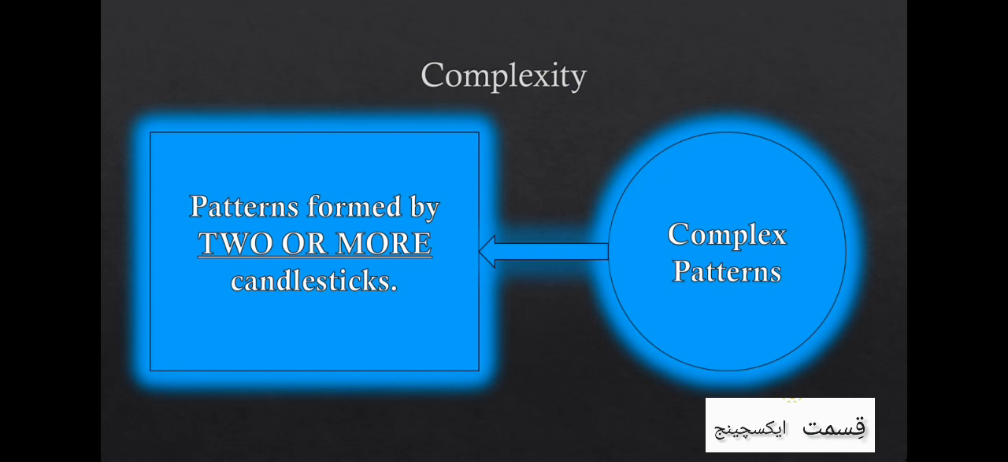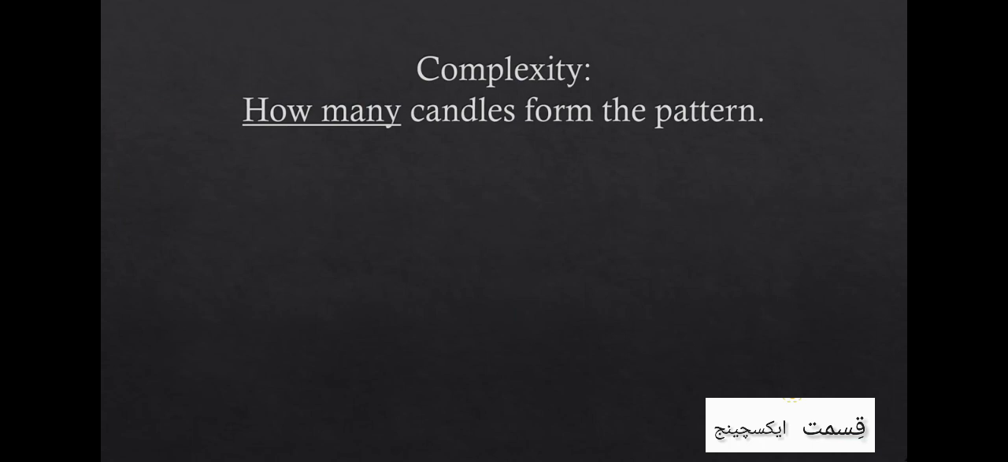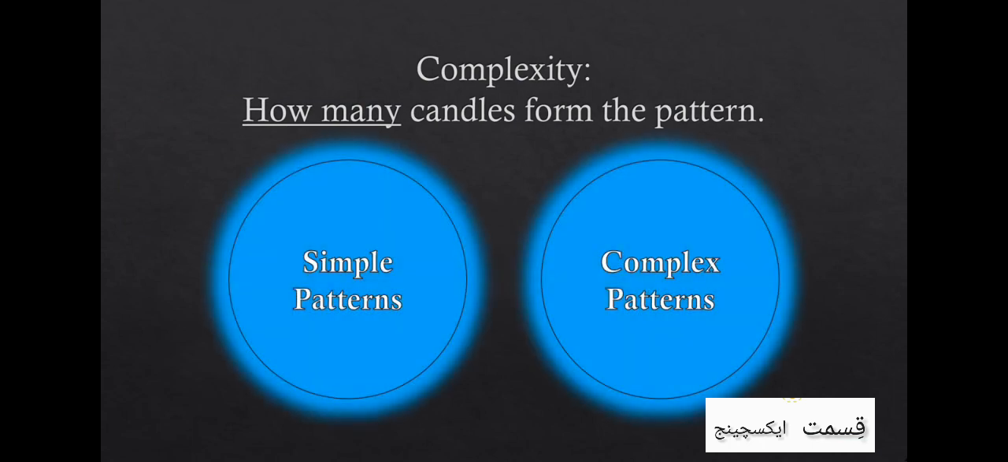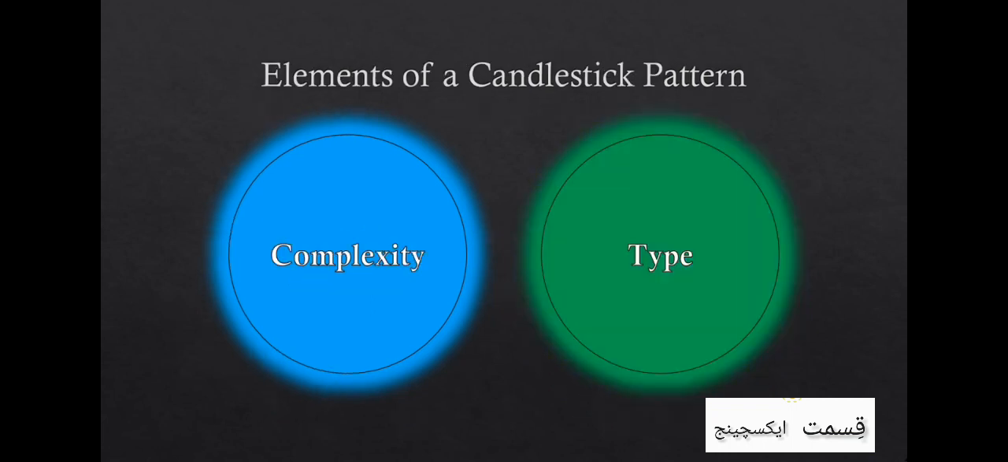In other words, a combination of two or more candle shapes will form a single pattern that will signal what the market is going to do next. All candlestick patterns we are going to study in this course can be categorized into these two levels of complexity. In other words, candlestick patterns can be simple, which is when the pattern is formed by one candlestick only, or they can be complex, which is when the pattern is formed by two or more candlesticks together. That sums up the first element of a candlestick pattern, which is its complexity. Let's take a look now at the second element, which is the type.